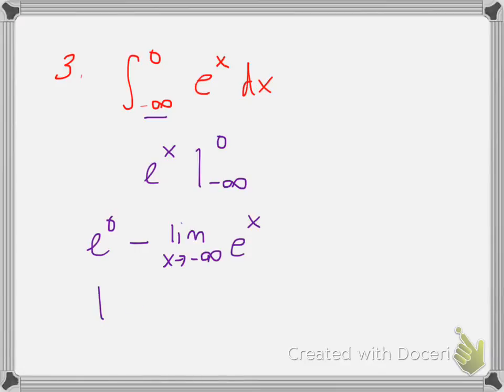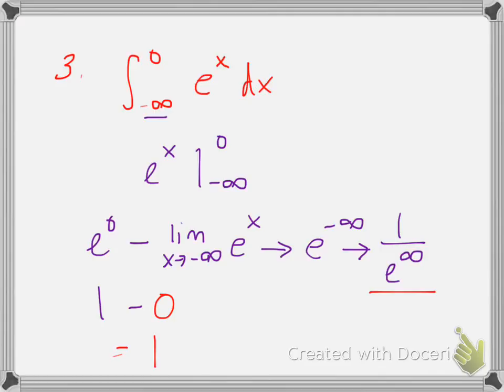Alright, e to the 0 is 1. Now, I'm plugging in negative infinity. Well, that's kind of weird, because you get e to the negative infinity. Well, that's the same as 1 over e to the infinity. So when I'm plugging in negative infinity there, I get that. And you really should change it to this, because now I know that the limit of that 1 over e to the infinity, that's an infinity on the bottom. So 1 over infinity, I know that's 0. So this particular problem converges to 1.